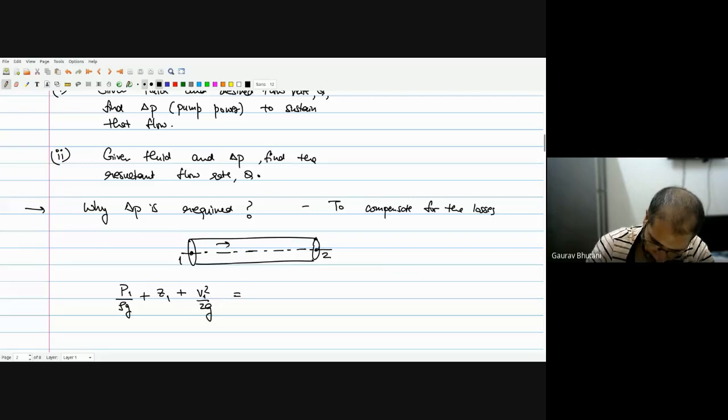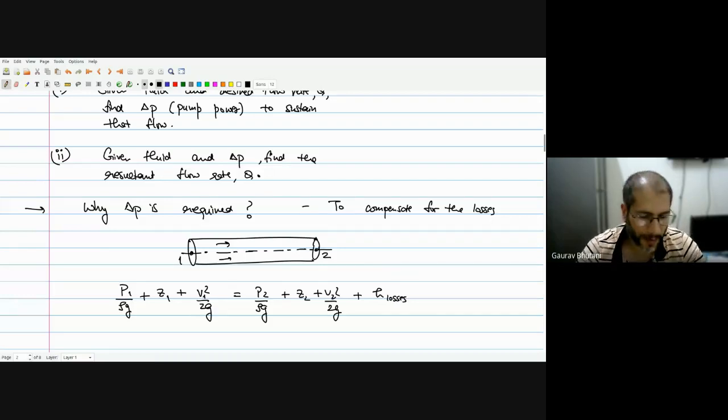Okay. So the flow, let's say, is happening from left to right, and then we have the pressure head, the gravitational head, the kinetic energy or the dynamic head, and then we also have the head due to losses. Okay, so this is our Bernoulli's equation.